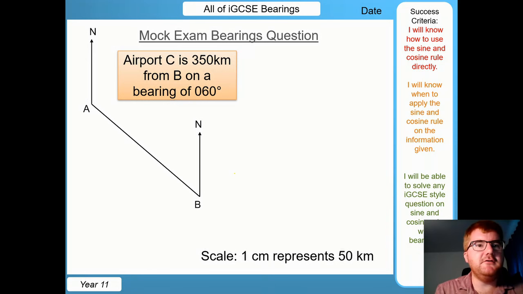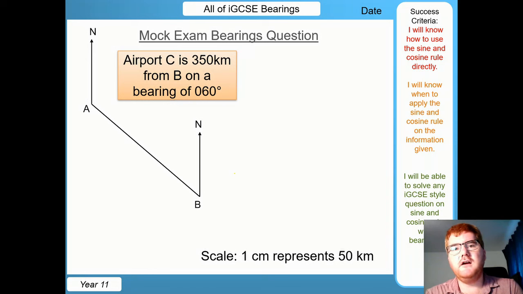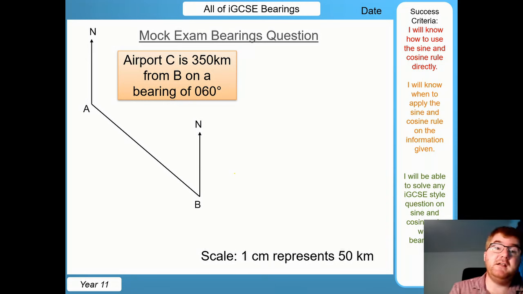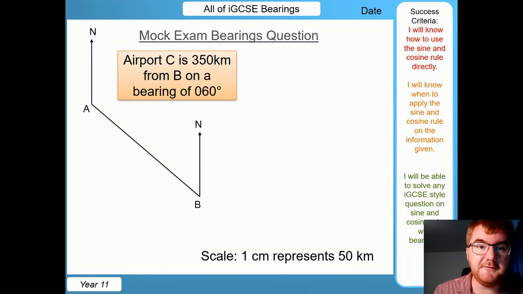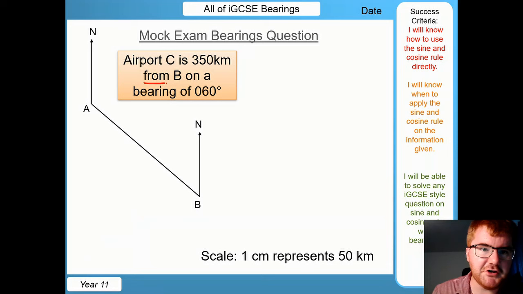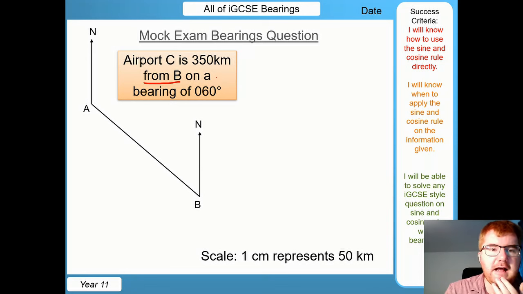Now generally, you're not expected to use a protractor and ruler for bearings questions on the extended paper, but on the core paper you may be asked to actually do this manually. So airport C is 350 kilometers from B. That's really important, this from B, in the understanding of the question, on a bearing of 060 degrees. Okay, so how do we actually work out where airport C is?